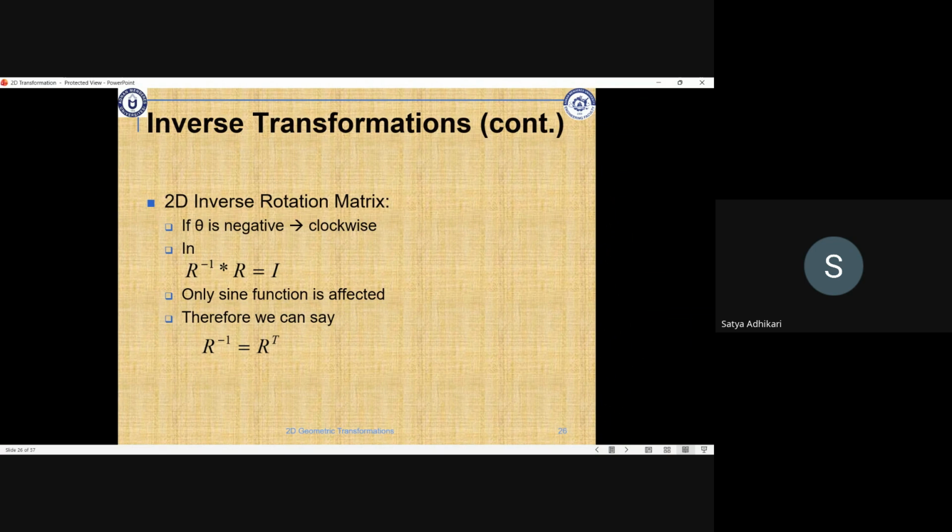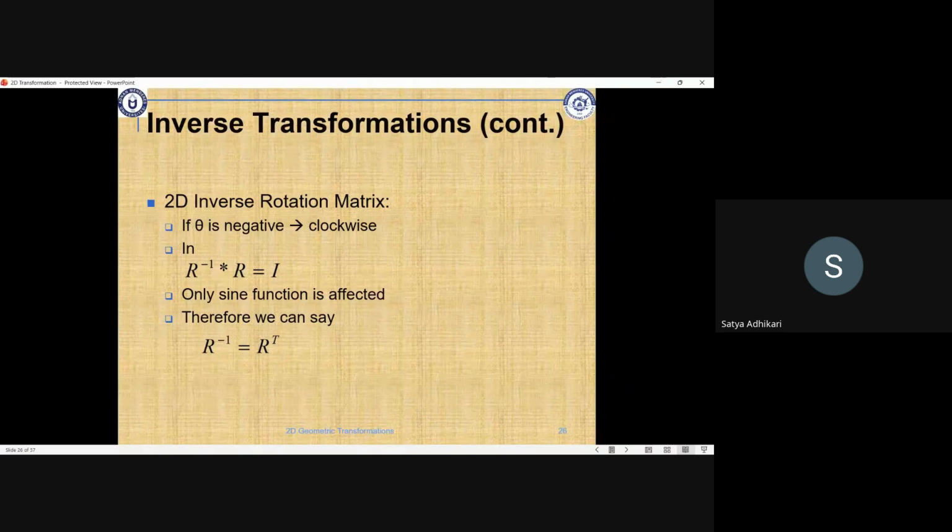So for the 2D inverse rotation matrix, if theta is negative, then it is clockwise. So it is opposite. So R inverse into R equals I. You know that when a matrix is multiplied with its inverse, you will get I, an identity matrix or unit matrix.